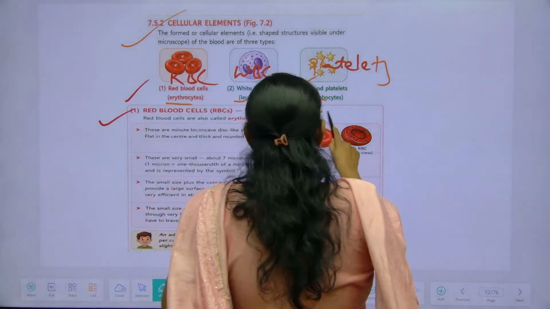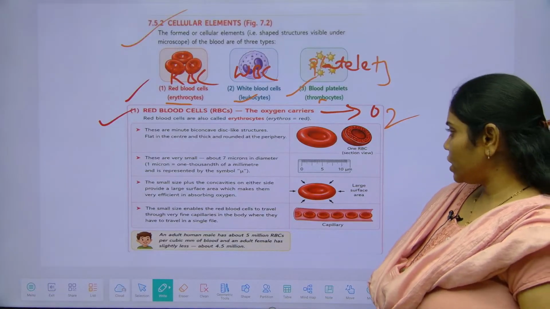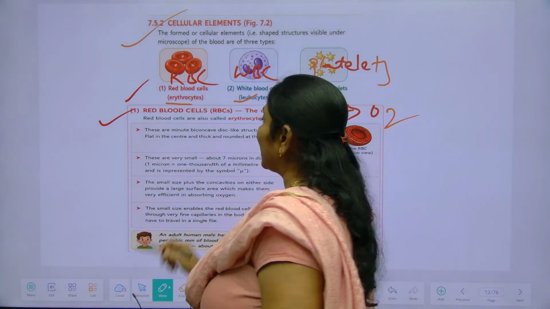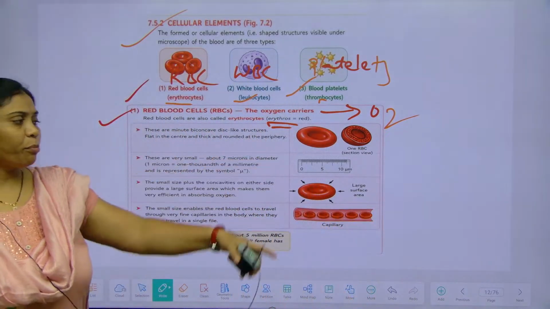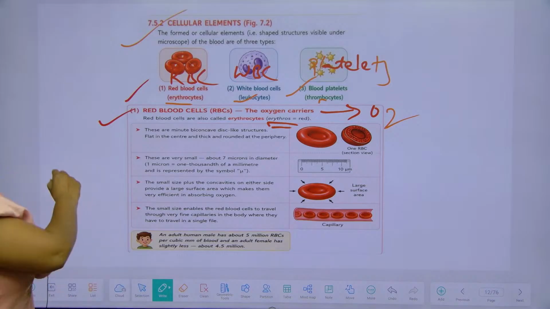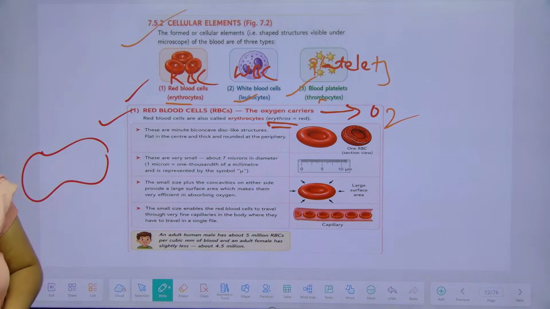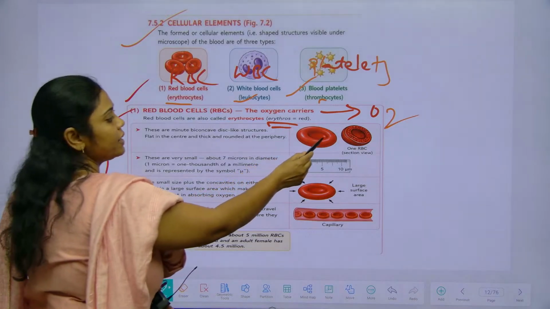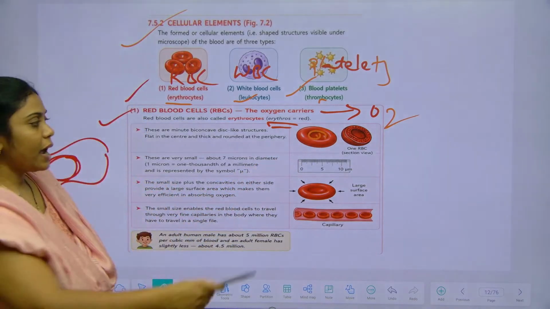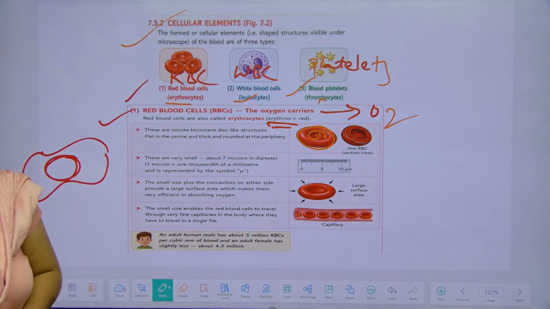So, what are RBCs? Majorly RBCs are carrying what? Oxygen. Erythros means red. What is the meaning of erythros? Red. So what is the shape of RBC? It is disc shaped or else biconcave shaped. In which shape is it? Biconcave. If you identify the middle region, it is flat, and the peripheral regions or sides are bulged and rounded in shape.